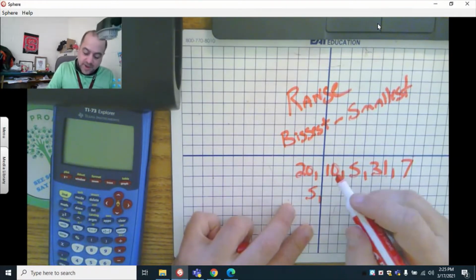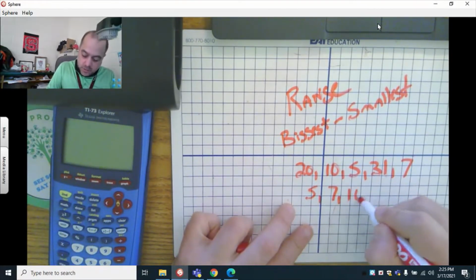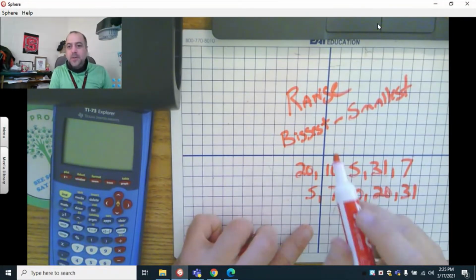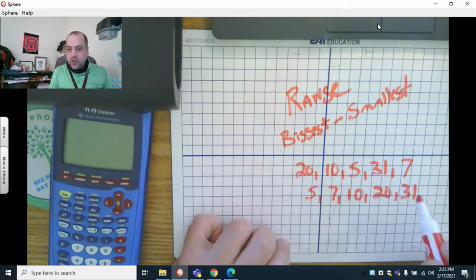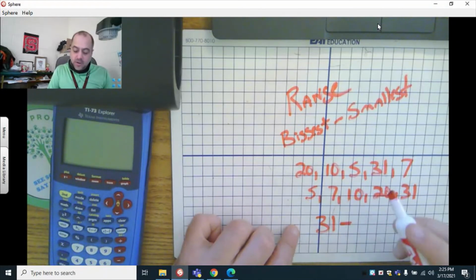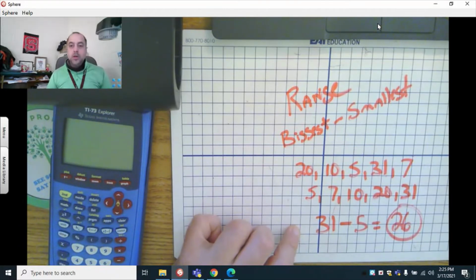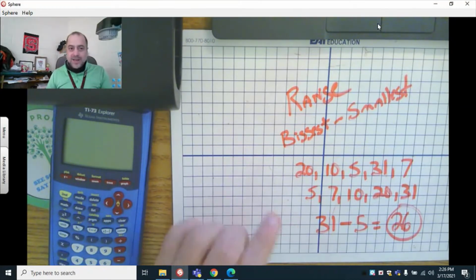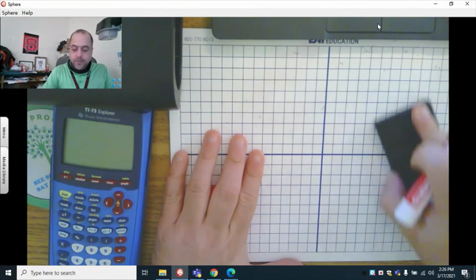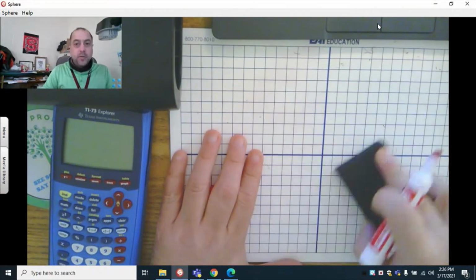Oh, that's not right. 5, 7, 10, 20, and 31. Now, what's the biggest number we see? 31. Minus, what's the smallest number? 5. So the range is 26. Range is easy. Take the biggest number minus the smallest number. Okay? And the last one, not the last thing we're going to do in the video. I told you guys it's going to be a long video, but you're going to use this for a bunch of stuff.